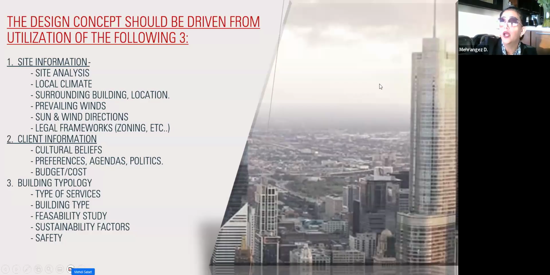The second one is the client information. You have to be very, very perceptive when you are speaking with your client. Your client could have cultural beliefs, religious beliefs and ideas, the type of service that the building needs to provide, feasibility studies, what type of building it is, sustainability factors, safety, and then of course cost.